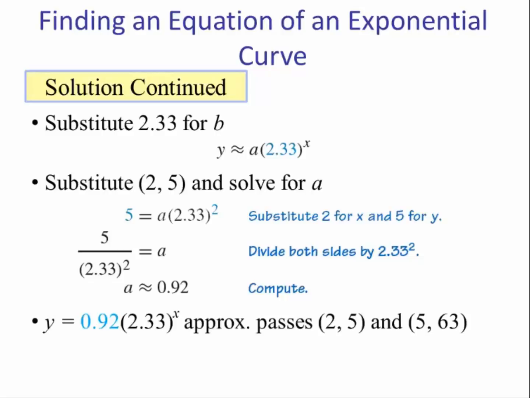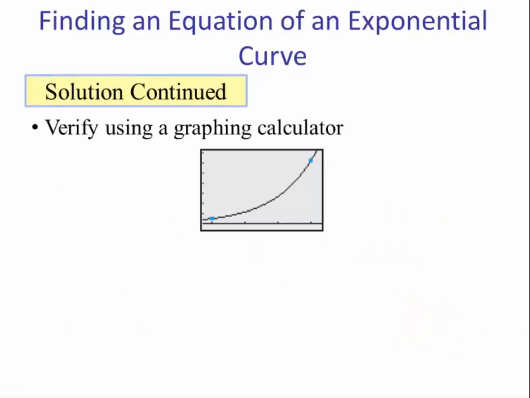So our equation is y equals 0.92 times 2.33 to the x power. They should come close to these points. So to verify this using the graphing calculator, we put the equation in y1, we hit graph, and then we can use our trace feature for the 2 points.